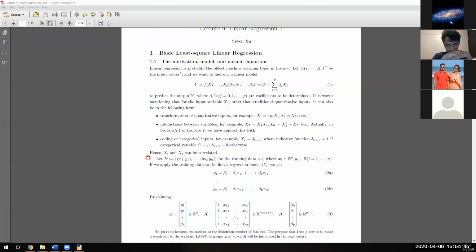Be careful, here we're talking about linear regression, a little bit different from ANOVA. Have all of you learned ANOVA? Yes. Okay, very good. Have you learned ANOVA?